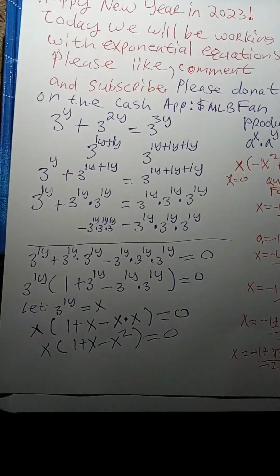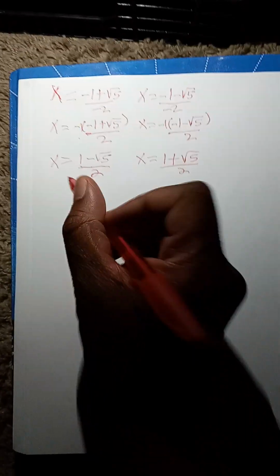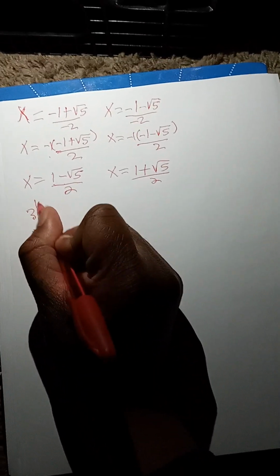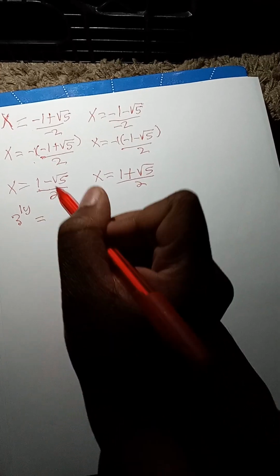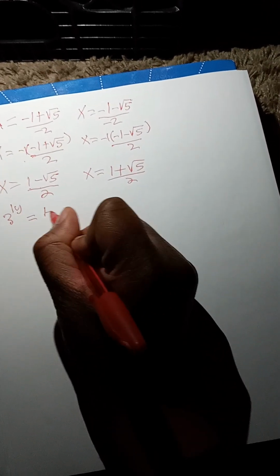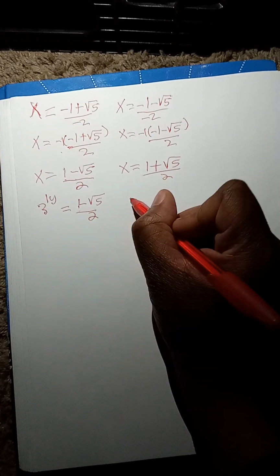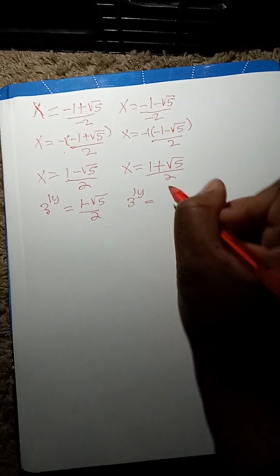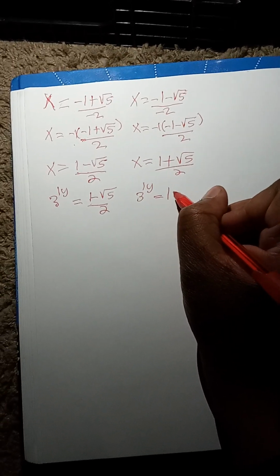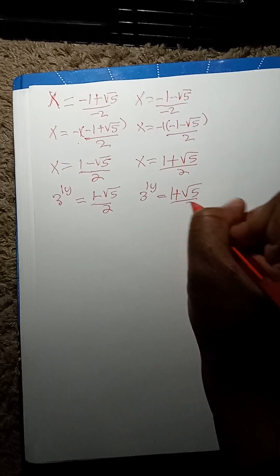And then we go back to our substitution earlier of let 3 to the y equal x. So 3 to the y is equal to 1 minus square root of 5 divided by 2, and 3 to the y is equal to 1 plus square root of 5 divided by 2.